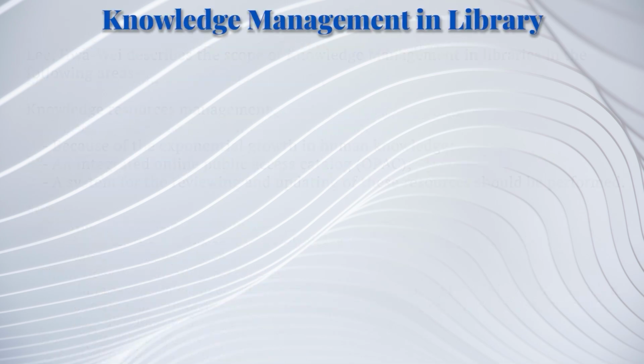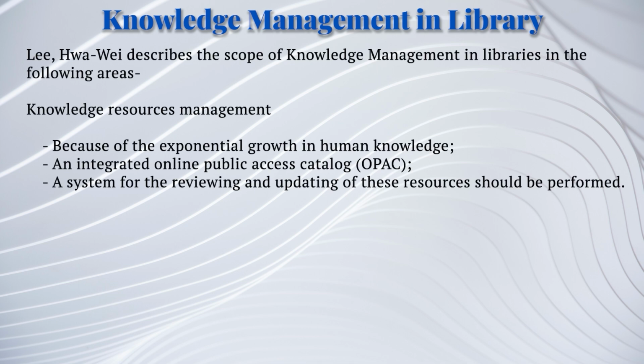Lee and Wei describe the scope of knowledge management in libraries in the area of knowledge resource management. He stated that because of the exponential growth of human knowledge in a variety of formats, libraries need to develop their resource access and sharing strategies from printed to electronic and digital resources through cooperative acquisition. Both internal and external resources as well as printed and other formats of knowledge should be developed and maintained through an integrated online public access catalog. Always there should be a review and updating process performed.